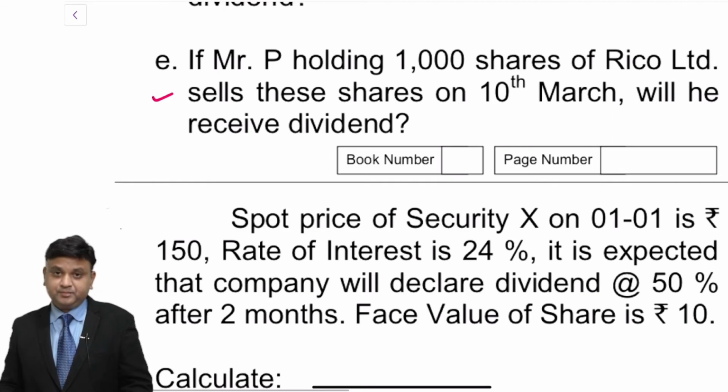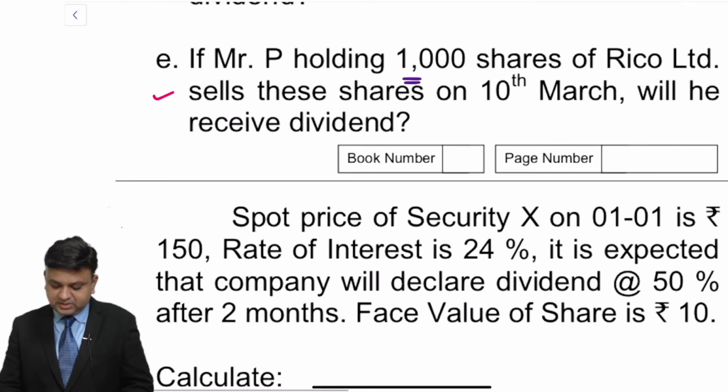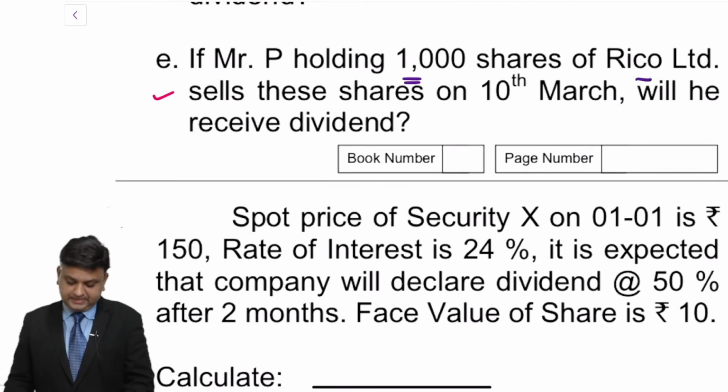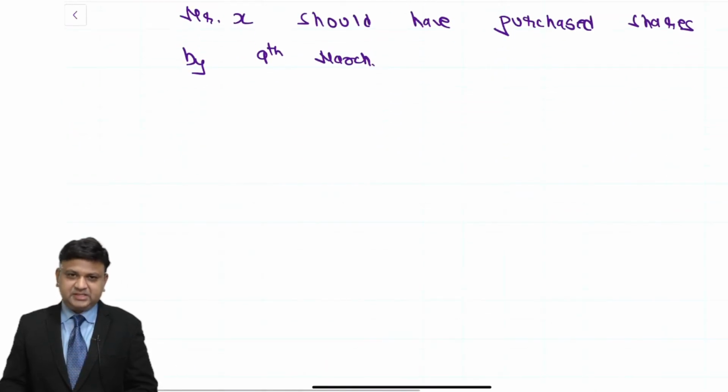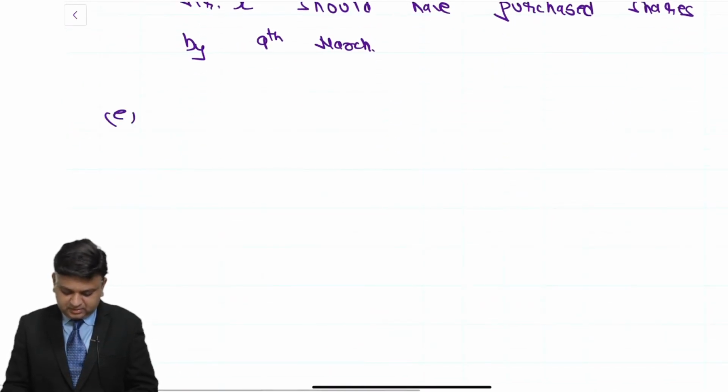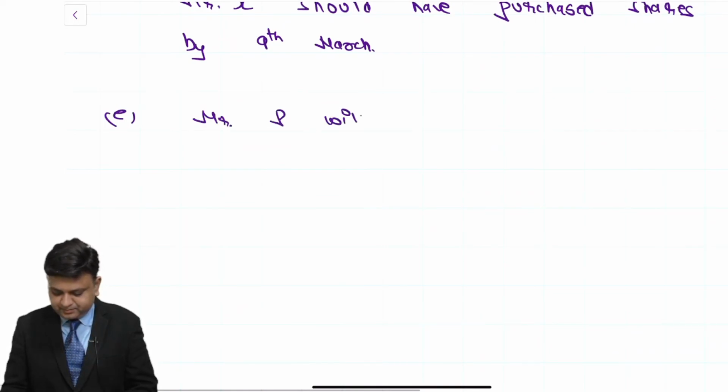Next, Mr. P holding 1000 shares of Rico Ltd sells shares on 10th March. Will he receive dividend? We can say that yes, of course he will receive dividend. Mr. P will receive dividend.